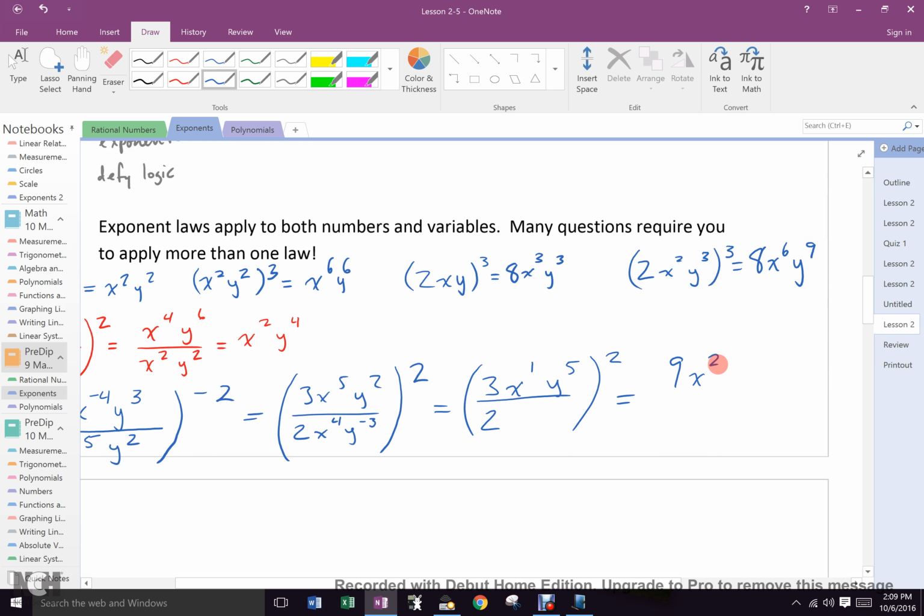9x squared y^10 over 4. Does everybody see it? Yeah. You can't go further, right? Nope, we're done.